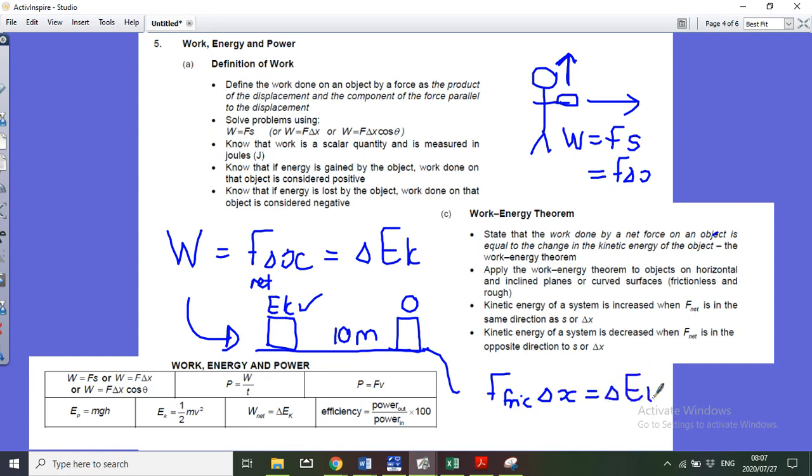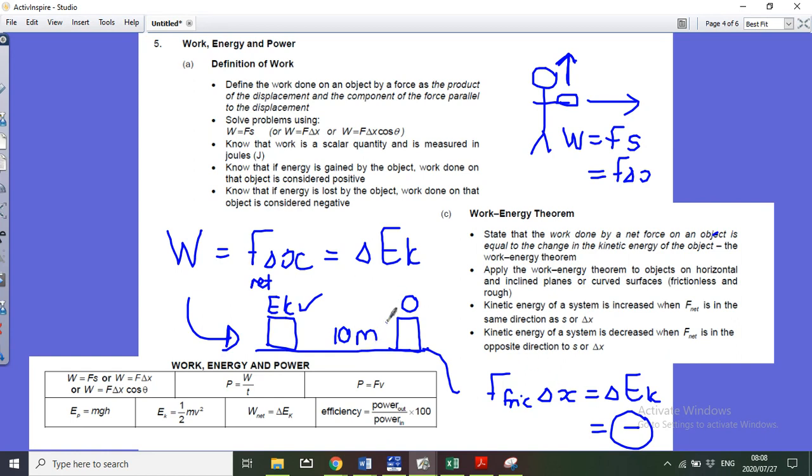And remember, any change is always final minus initial. So in this case, you're going to have 0 minus something, and you're going to end up with a negative answer. Yes, that is right. I know energy is a scalar, but it's negative because this force is acting against the direction of motion, because it's making the object stop.